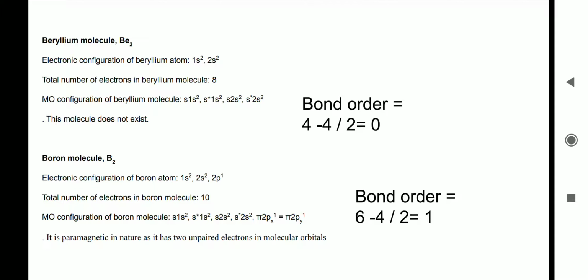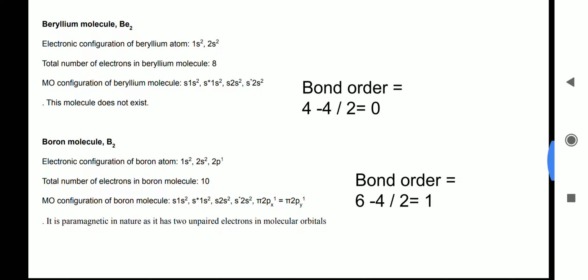Beryllium molecule Be2 is unstable, it doesn't exist, and the instability is on the same lines of bond order as that of the helium molecule He2. Now let us talk about the next molecule, that is boron. Boron atom has the electronic configuration of 1s2, 2s2 and 2p1 since the atomic number is 5. So one atom of boron has 5 electrons. So 2 atoms will have 10 electrons, and then these 10 electrons have to be filled in the molecular orbital skeleton of this molecule.